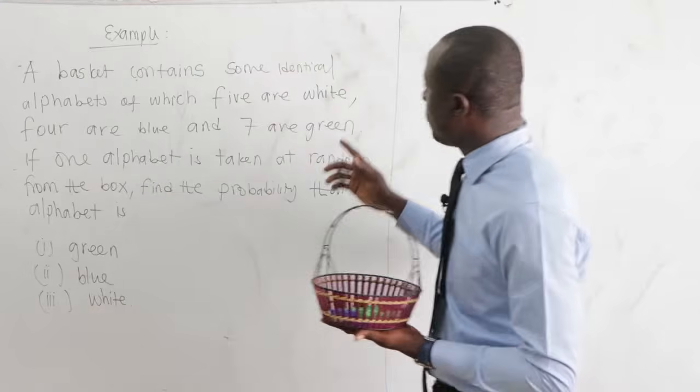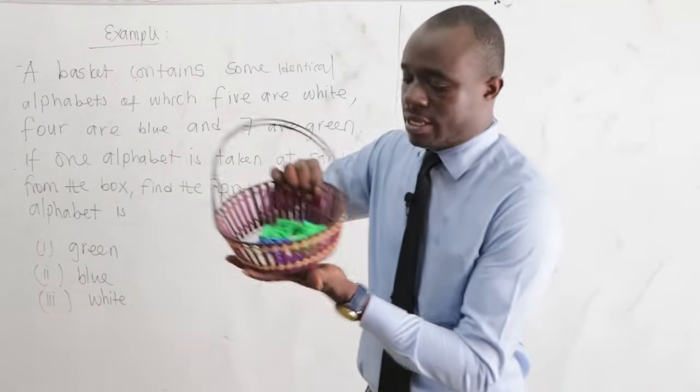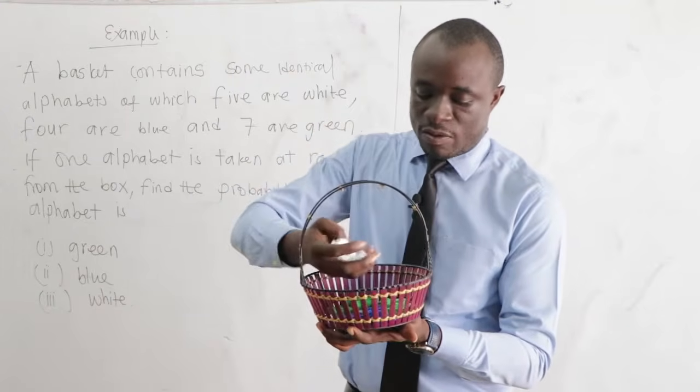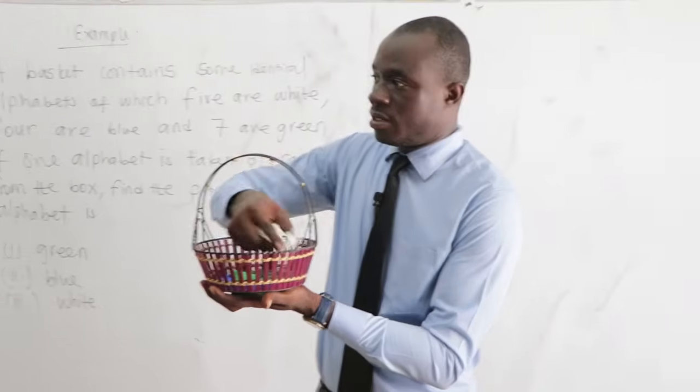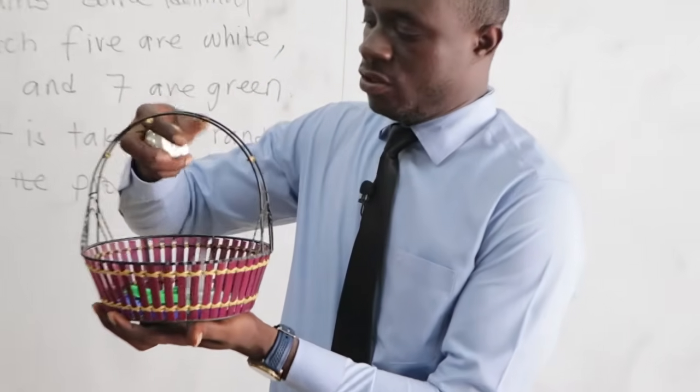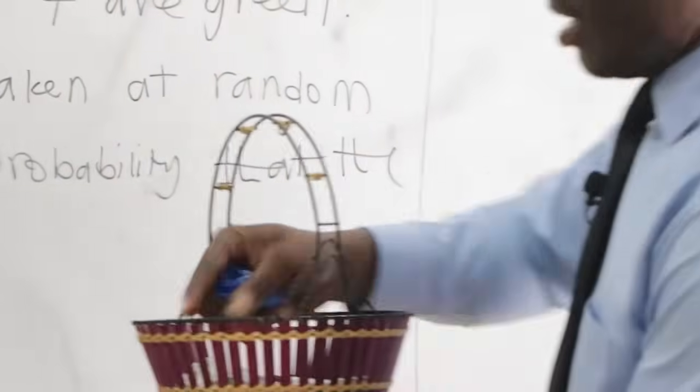Now, over here, how many white do we have? We are being told it's 5. So let's see. There's the basket and there's the alphabet in it. Let's see the white ones. We are being told 5. So clearly we can see that the white ones, there's the first one, 1, 2, 3, 4, 5. White ones are 5.